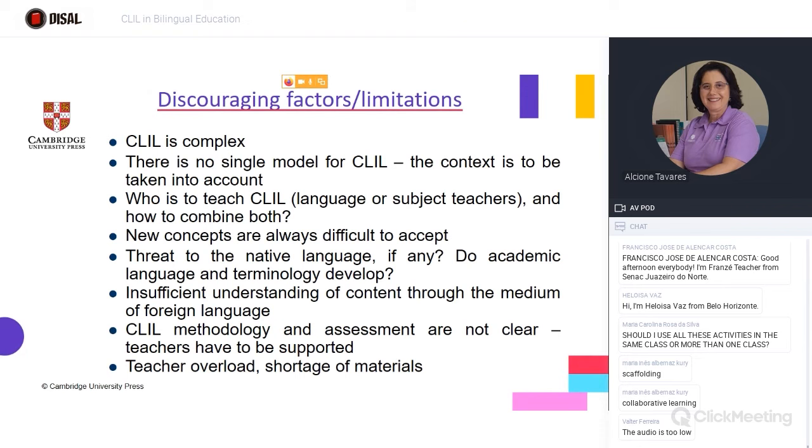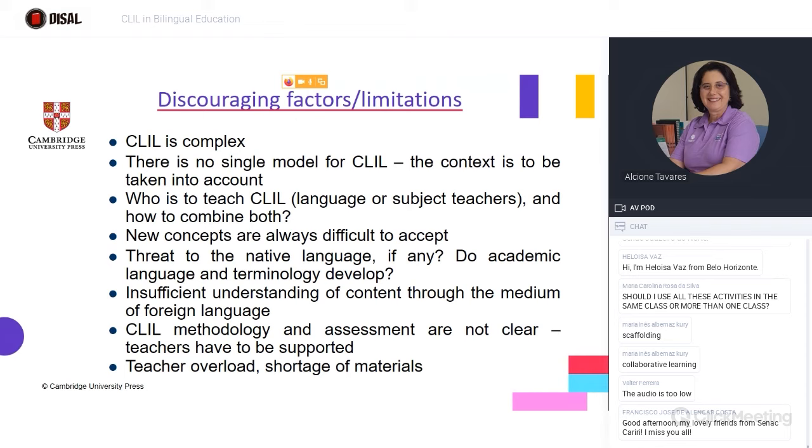New concepts are always difficult to accept. Is there a threat to the native language, if any? Do academic language and terminology develop? So that's one thing that is important. Remember CALP? We want students to develop academic proficiency of the language, right, of subjects. We want them to talk about subjects, write about the subjects that they're learning in English, right? CALP, cognitive academic language proficiency. But how can we assess that? Do academic language terminology really develop? That's the question we have here.